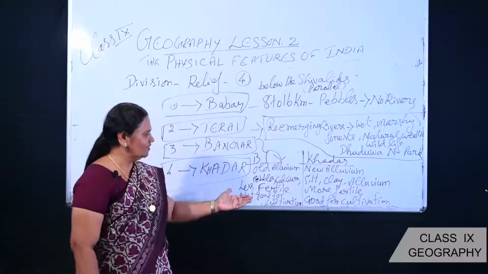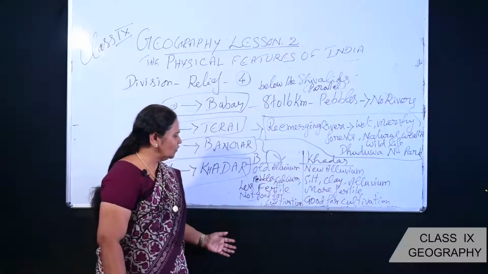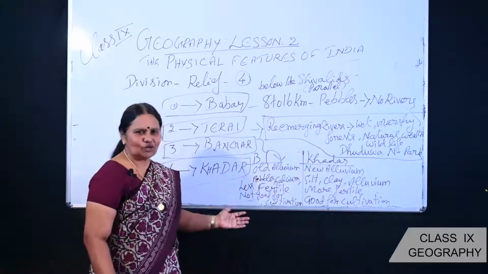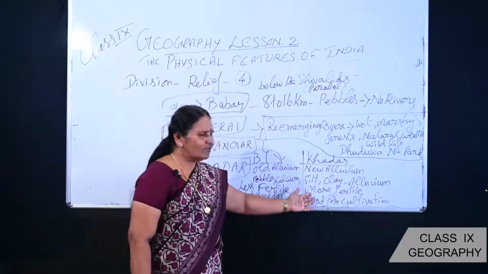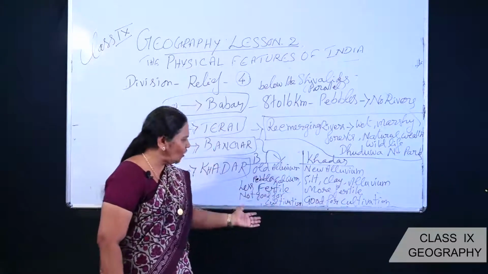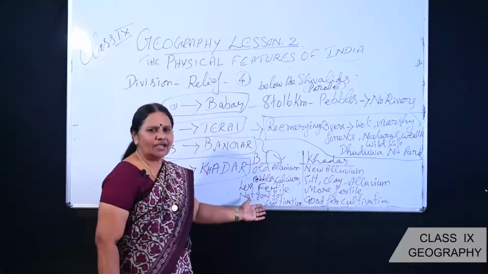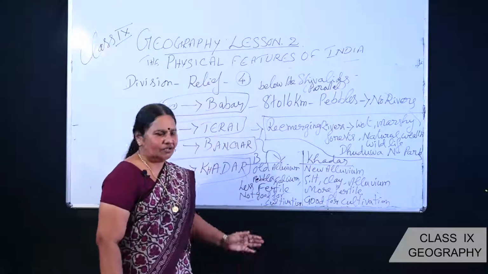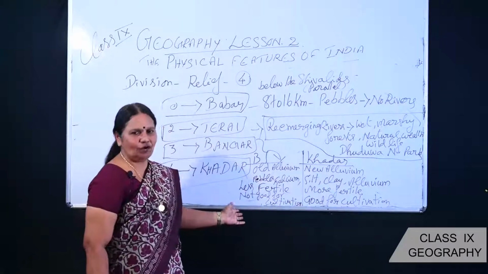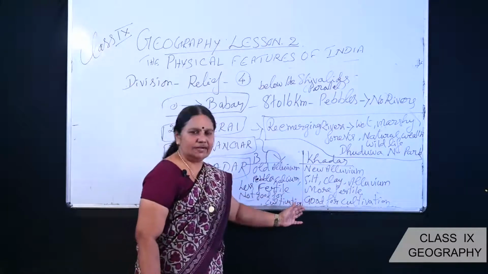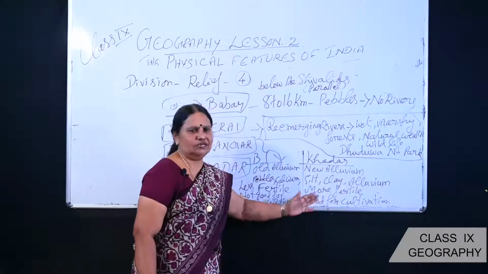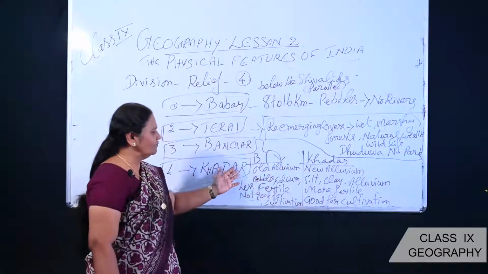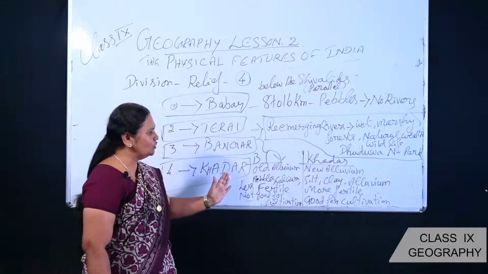Number 3, very interesting. Because of pebbles and all these things, the Bangar soil is less fertile. But Khadar soil is more fertile. The Bangar is not good for cultivation, but Khadar is quite interesting, good for cultivation. So the Bangar is not fit for cultivation, but Khadar is very good for cultivation. So on the basis of age, we can classify the alluvial soil into two.